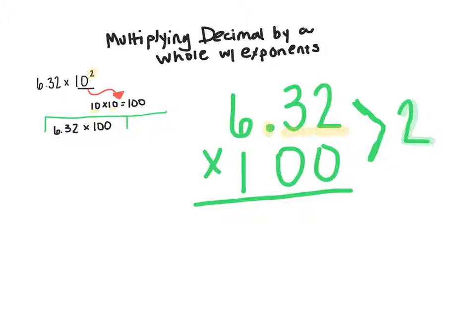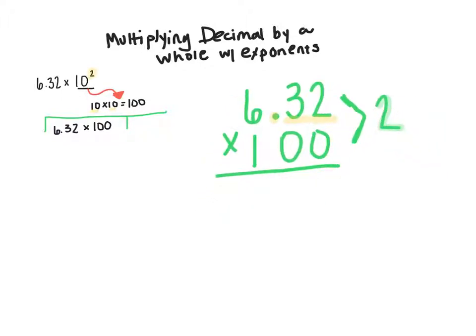Now that I have counted, I can multiply with my standard algorithm. I could even pretend that the decimal is not there, which may make this multiplication process a tad bit easier. Let's multiply. Let's start with the ones. 2 times 0 is 0. 0 times 3 is 0. 0 times 6 is 0. I've worked with my ones place.